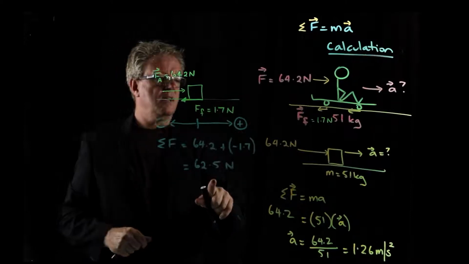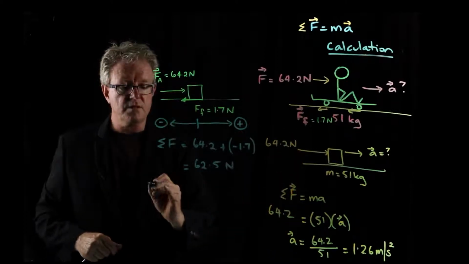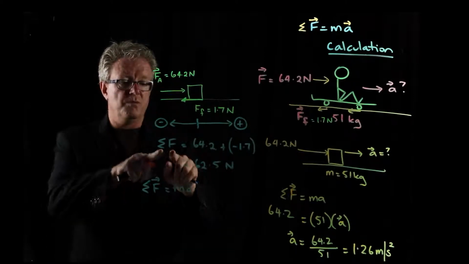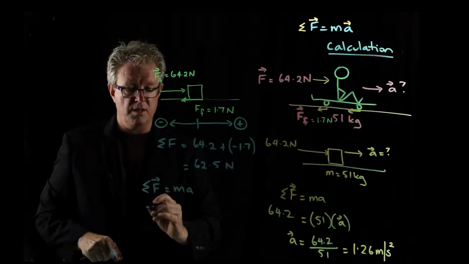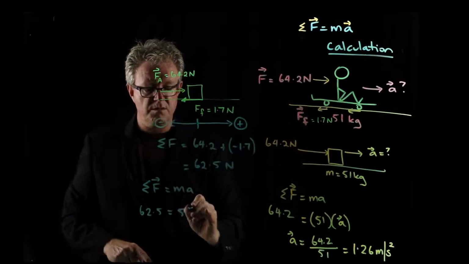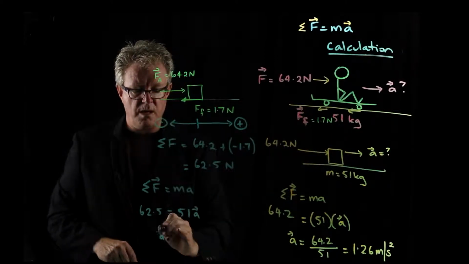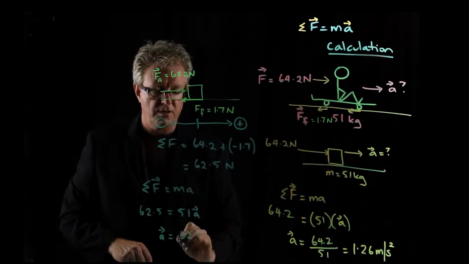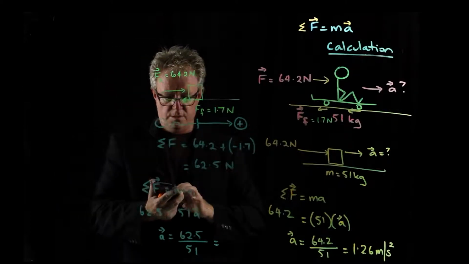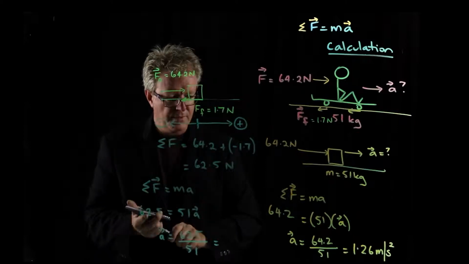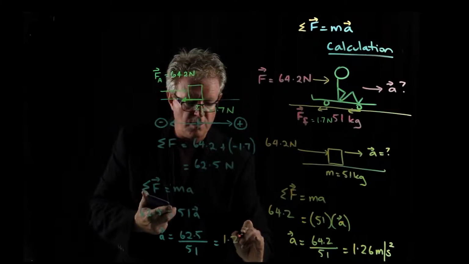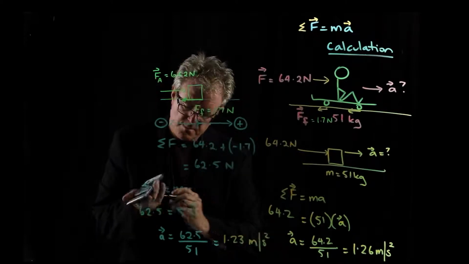All right, so now let's see what the acceleration would be. We write our equation: the sum of the forces is equal to mass times acceleration. We just found the sum of the forces, so that's 62.5. The mass is the same as before, 51 kilograms, and we need to calculate a. So a is equal to 62.5 divided by 51. Let's see what we get here. 62.5 divided by 51 is 1.2, and I'll just round that to 1.23 meters per second squared.